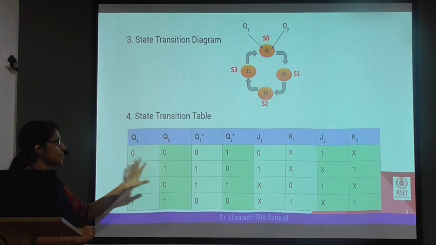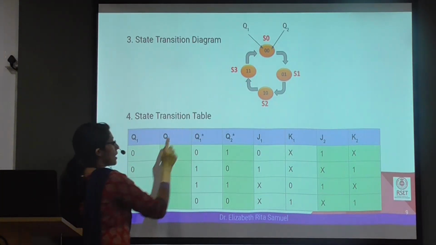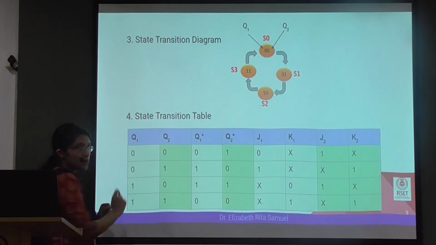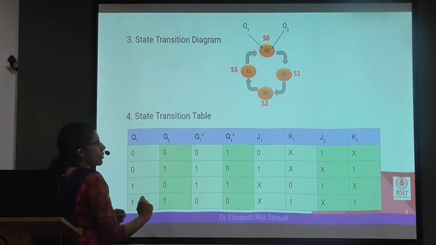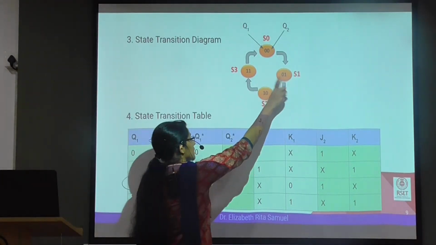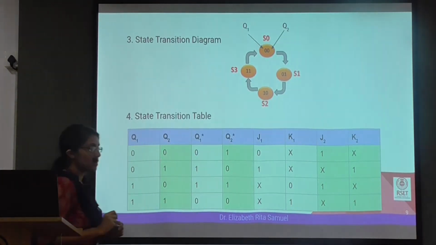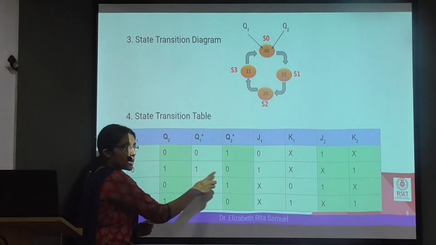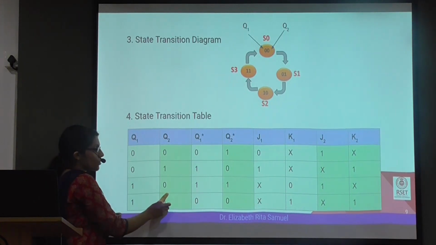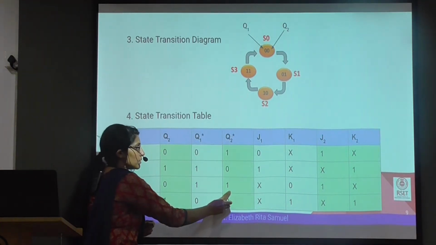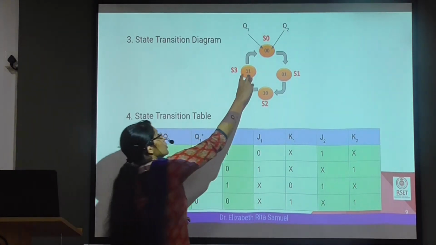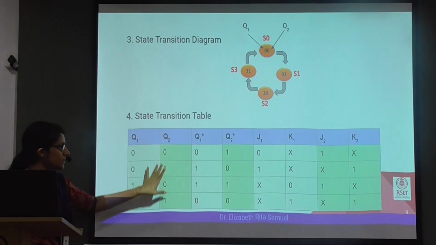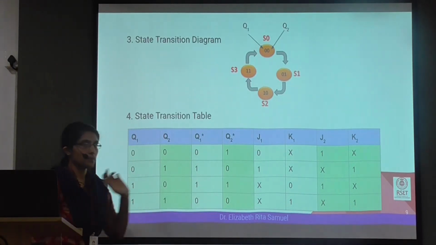For the current state, we are starting with the first state. In the first state, your outputs are 0 and 0. From 0 and 0, it is going to the next state, which is 0 and 1. Similarly, from 0 and 1, it is going to the state of 1 and 0. From 1 and 0, it is going to the state of 1 and 1. From 1 and 1, it goes back to the state of 0 and 0. So that is how you get the current state and the next state.